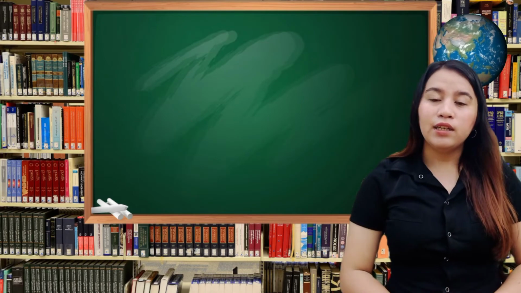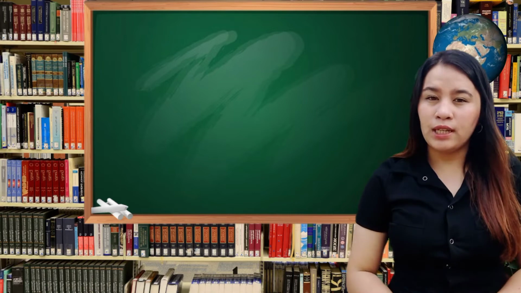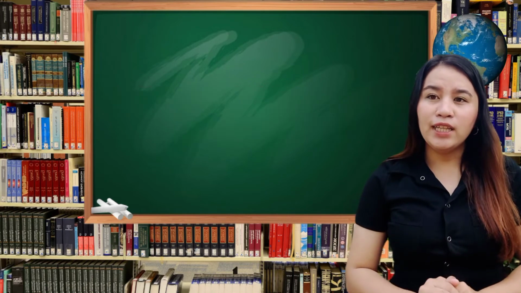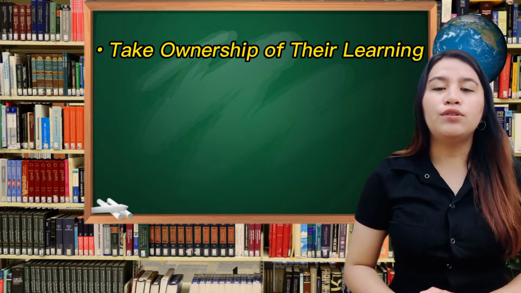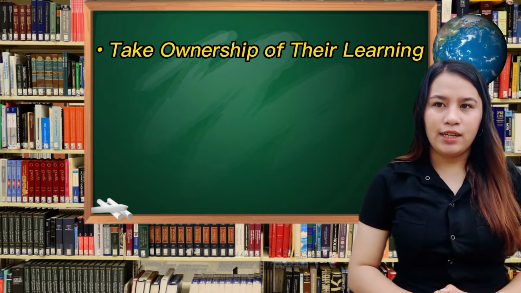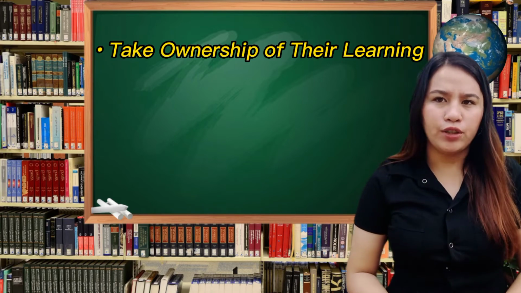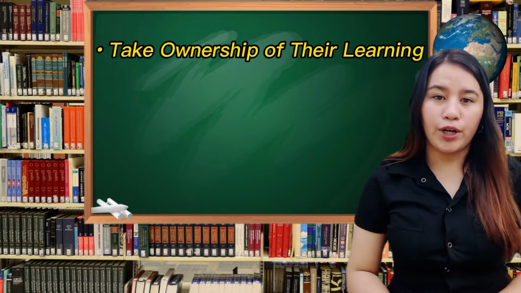We are done on how rubrics can help the teachers. So let's proceed to how rubrics can help the students. Number 1, take ownership of their learning. But how? Since the rubrics clearly outline the criteria for each level, they can put forth effort to perform to the best of their ability.